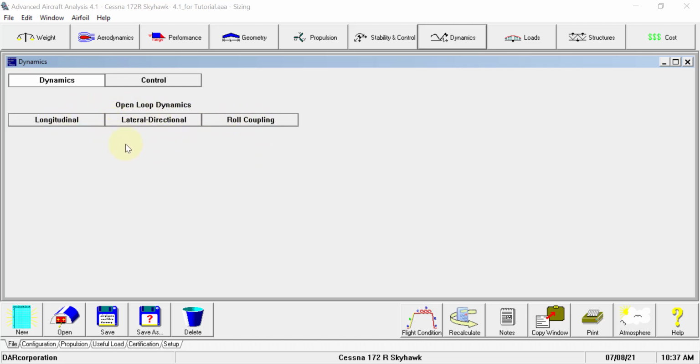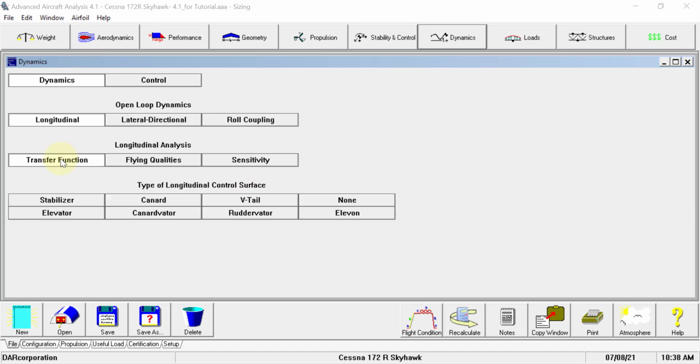lateral directional modules. The longitudinal open loop dynamics are split further into transfer functions, flying qualities and sensitivity. Let's first take a look at the transfer functions, and we can see that the transfer functions are available for any type of longitudinal control surface that is present on the aircraft. For the Cessna 172 example we are looking at today, we have an elevator and we can also select the non-transfer function, so basically not depending on any longitudinal control surface.